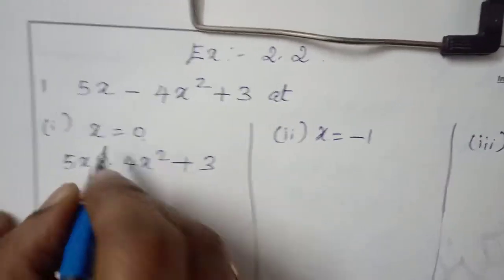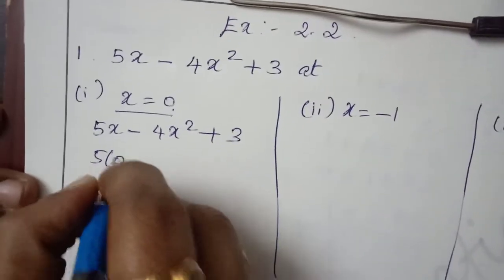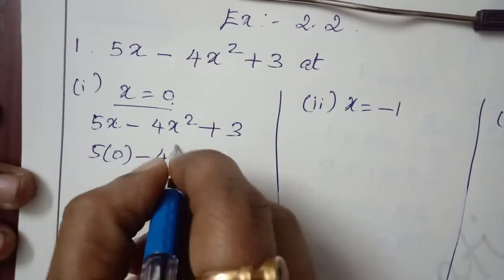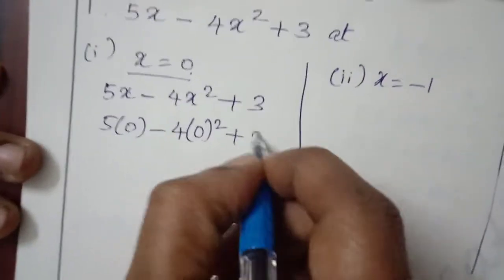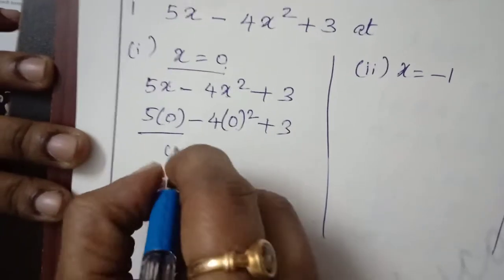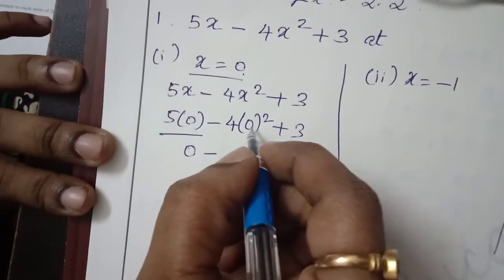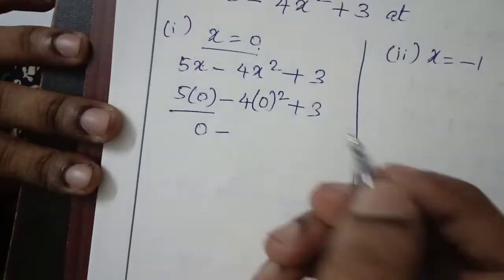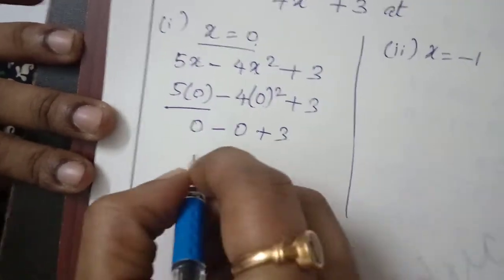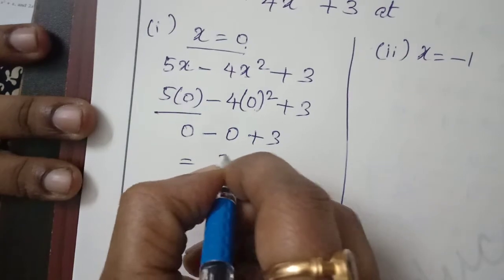Okay, so 5x minus 4x square plus 3. So we are using 0. So 5 into 0, x is 0, minus 4, x is 0 squared because x square, x is 0, plus 3. So anything into 0 is 0 minus here 0 square, 0 into 0 is 0 and anything into 0 is 0 plus 3. So the answer is 3.